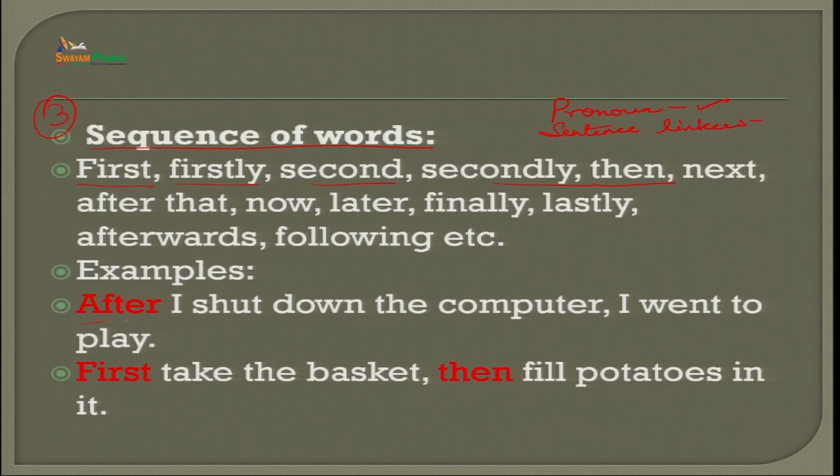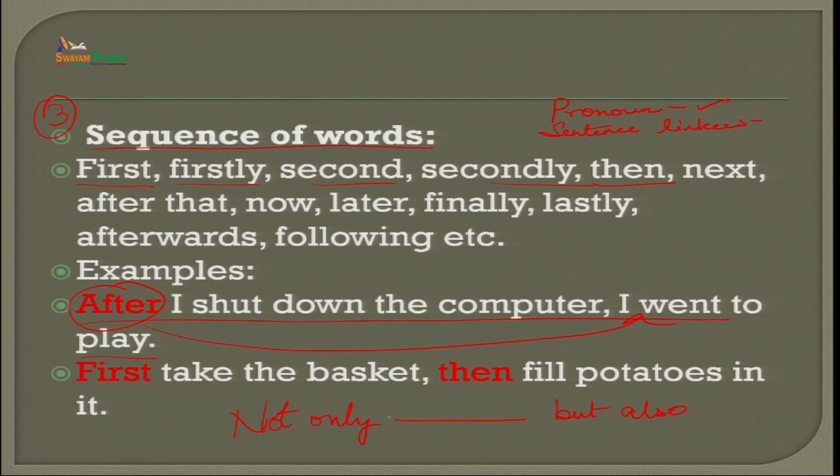For example, after I shut down the computer, I went to play. So, after clearly indicates that I am talking about the next situation that is going to turn up. Okay. For example, if I say not only but also, if I am using not only for some sentences, I will certainly use but also as a conjunction over here, right.